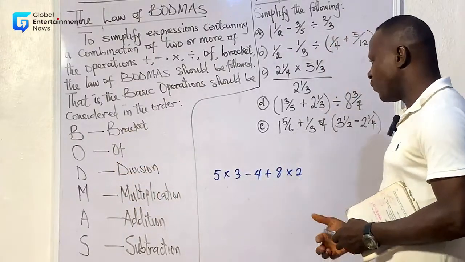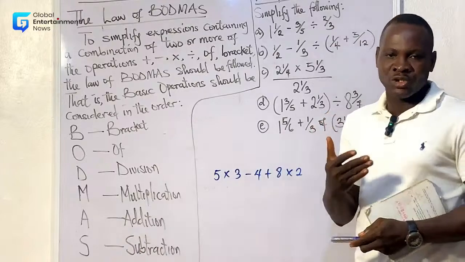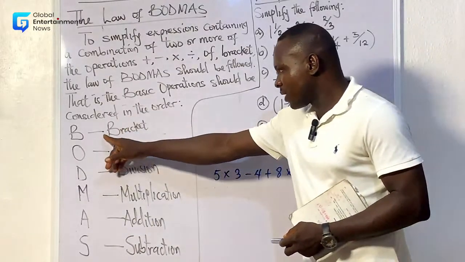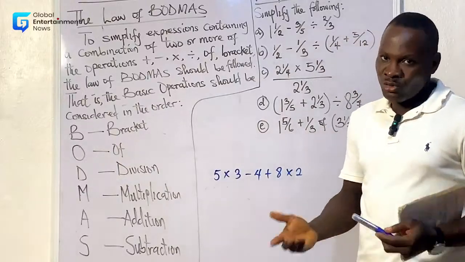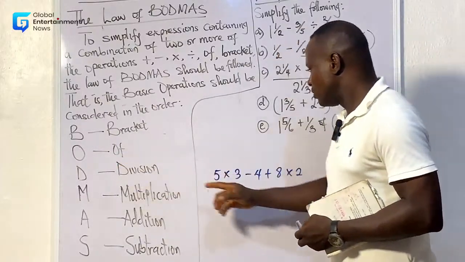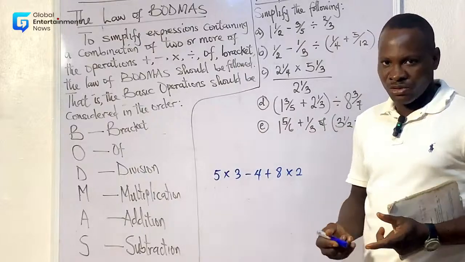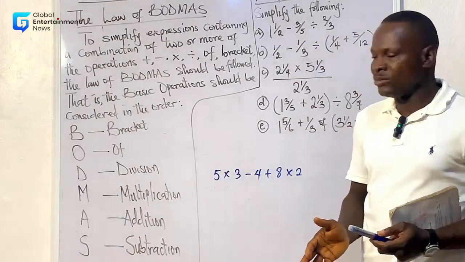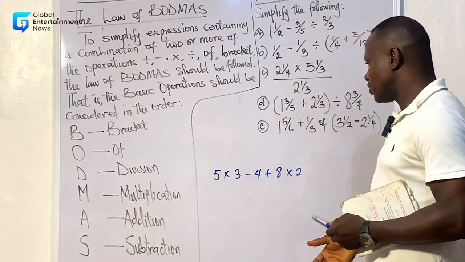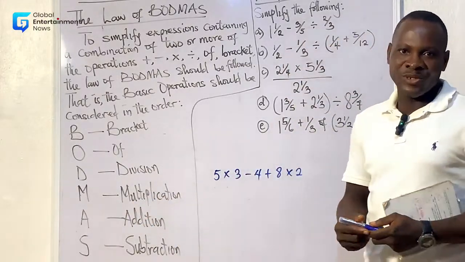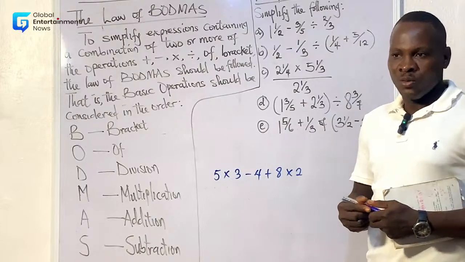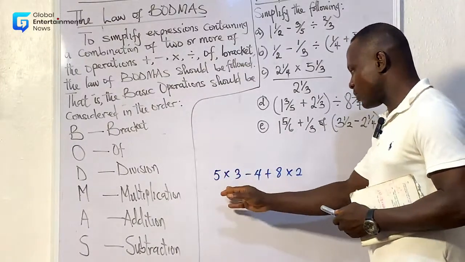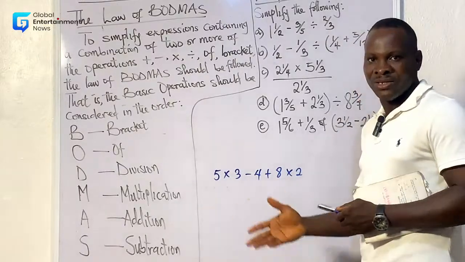So what are we going to do first? First and foremost, do we have bracket in this operation? No bracket here. Now, of. Do we have of? No of. Then division. Do we have division? No division. So look at the next one, multiplication. Do we have multiplication here? Yes, we have multiplication. So what are we going to do first? We are going to multiply these numbers, the expressions that we have here.